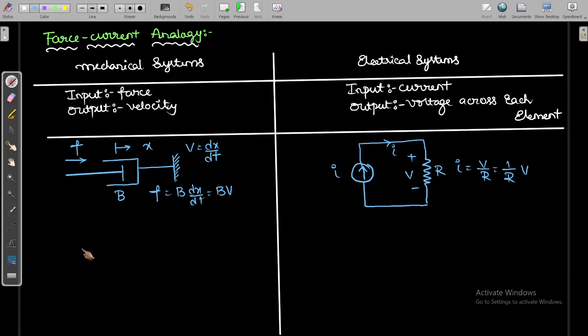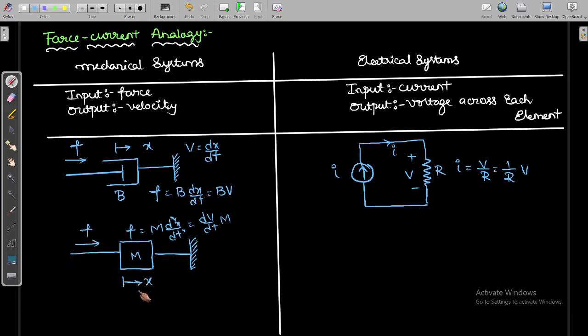Let us see another element of the mechanical system. It is the mass, which we are going to consider on this side. There will be a mass present here with some acceleration. F can be written as m into d square x by dt square, which is also equal to m into dv by dt. So you are applying some force, and there will be some displacement x also.